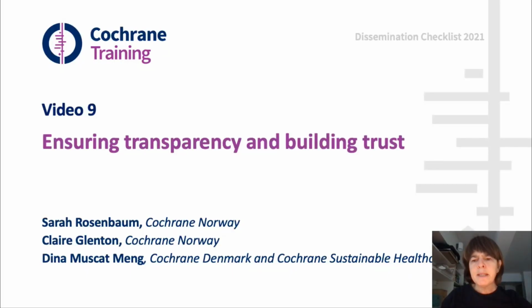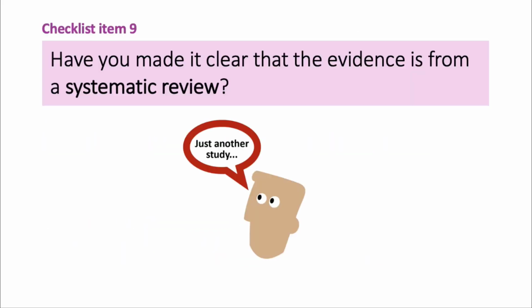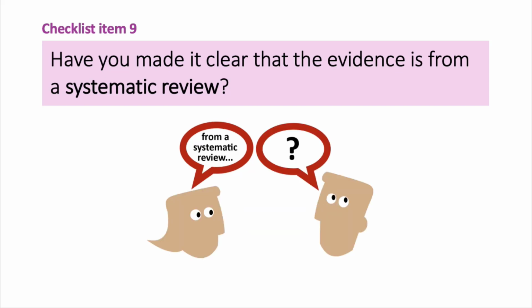Hi, my name is Sarah Rosenbaum from Cochrane, Norway, and I'll be talking about ensuring transparency and building trust when disseminating findings from Cochrane reviews. A well-done systematic review is usually a more reliable source of effectiveness evidence than a single study, and should command more trust. But many people don't understand the difference between systematic reviews and single studies. And even when they do, they might not be aware that your dissemination product presents the findings of a systematic review rather than a single study.